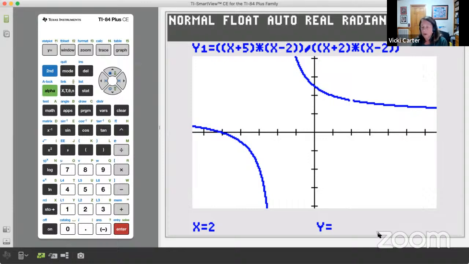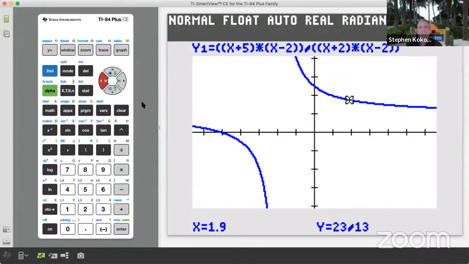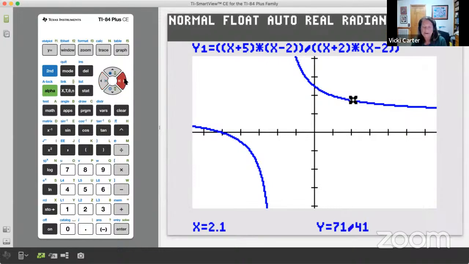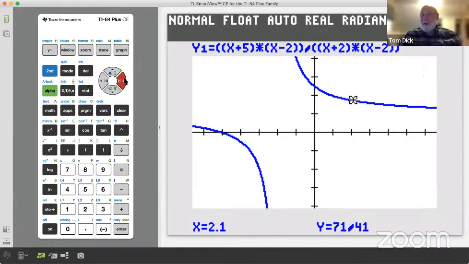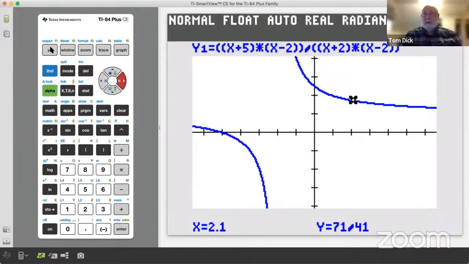Tom, you could show them trace and show them how those values are approaching 2 from either side also. They're in fraction form. 23/13. That's getting pretty close to 2. 71/41. So, Tom, before we quit this, you are in a Zoom decimal window and you're tracing by, I believe, 0.1s. Is there a quick way to trace by 0.01s?